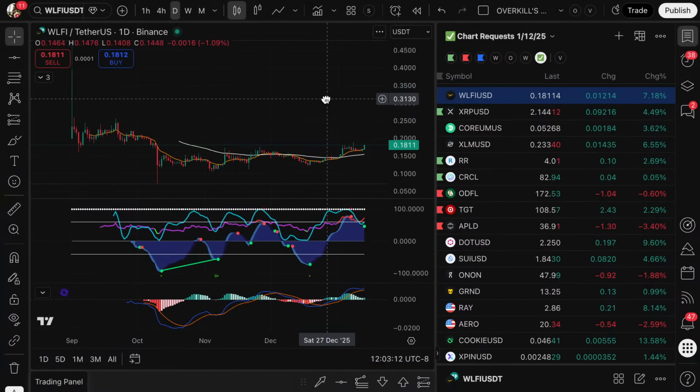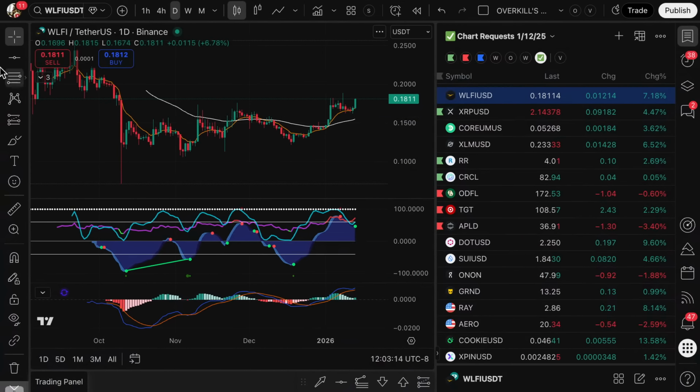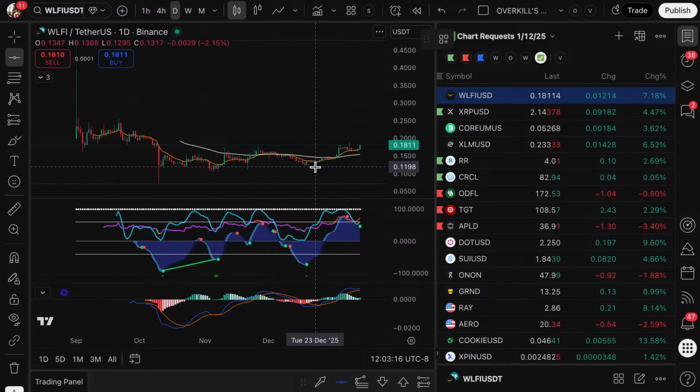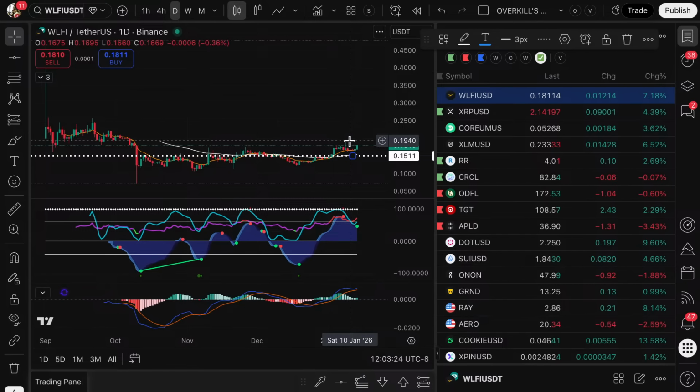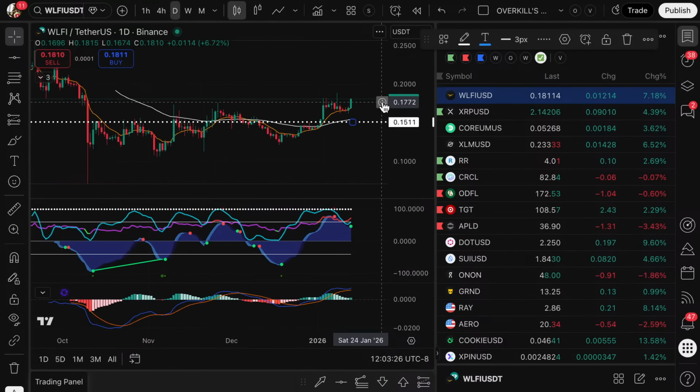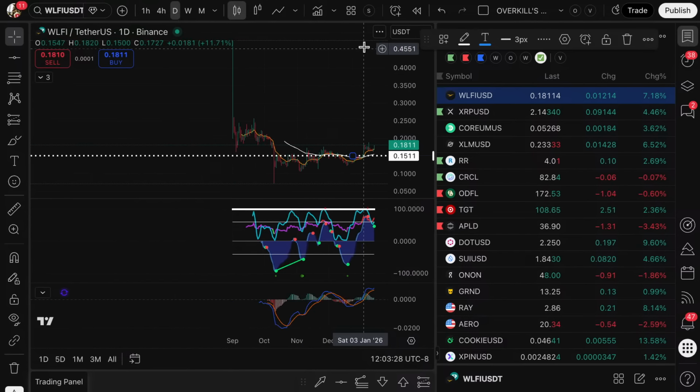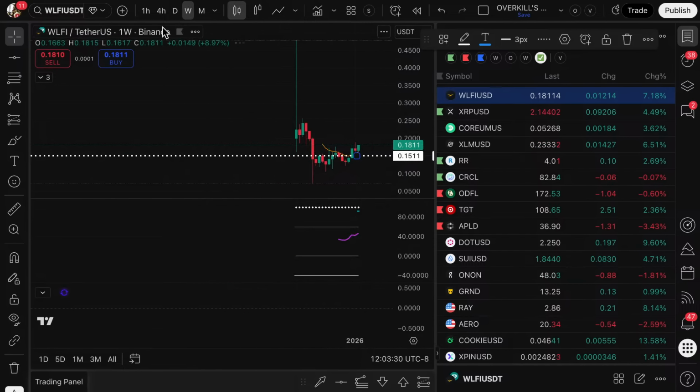World Liberty Financial is going to be one of the leading decentralized banks. That's technically what it is, a decentralized bank. But I would say as long as it holds on to 15 cents, it is very bullish. That is a very bullish looking candle. If we can get over 20 cents, you should see this thing absolutely fly to the upside.